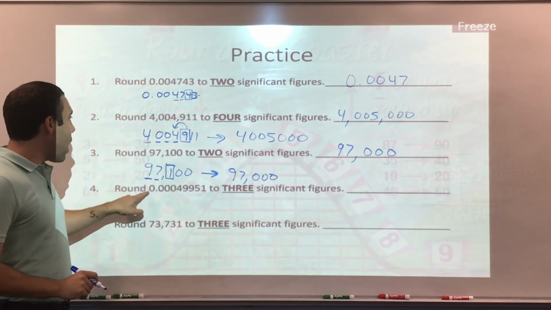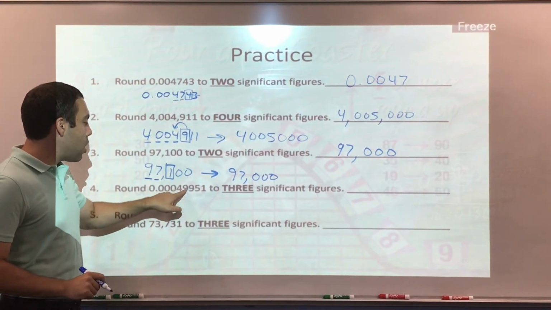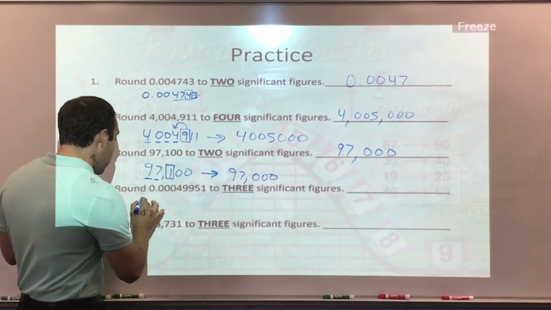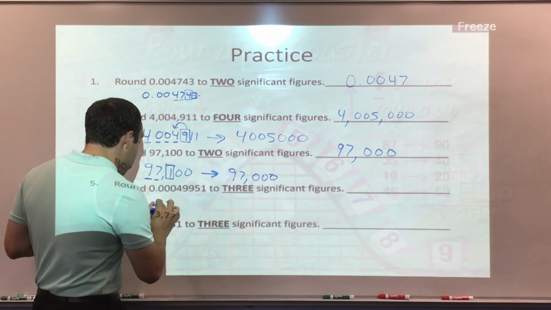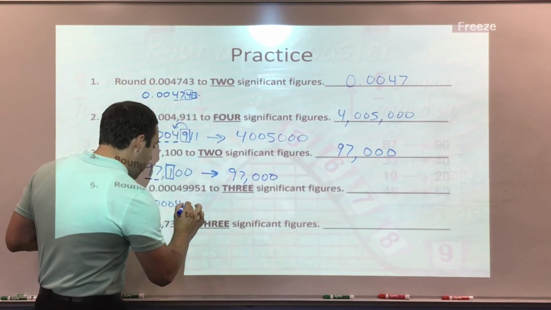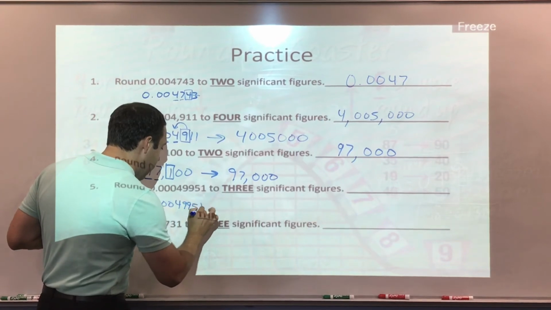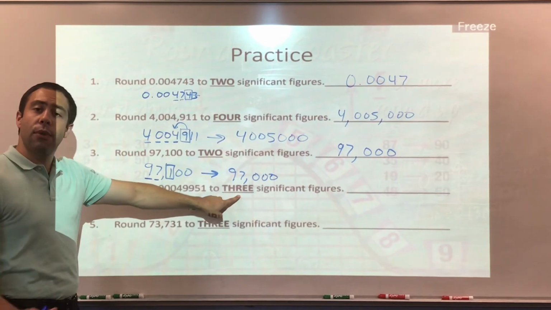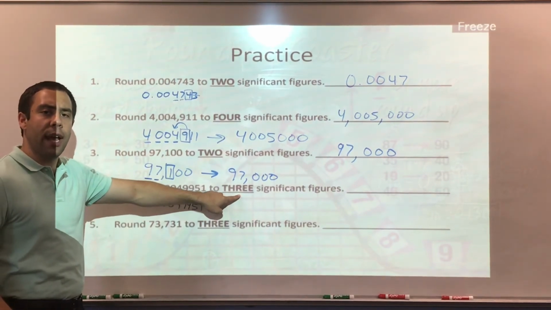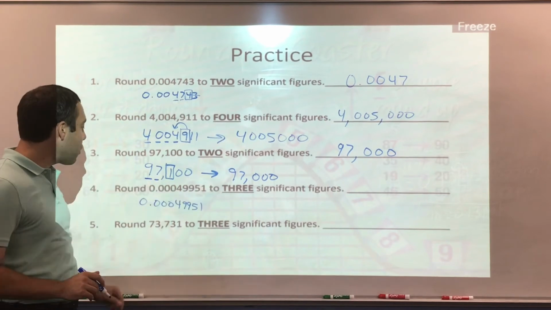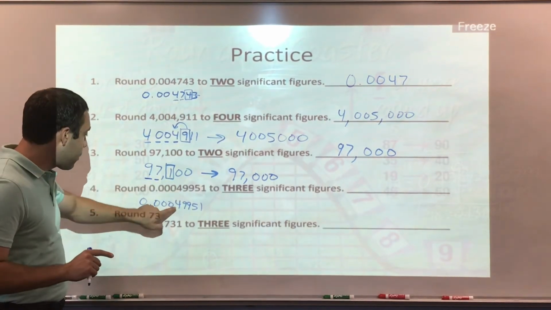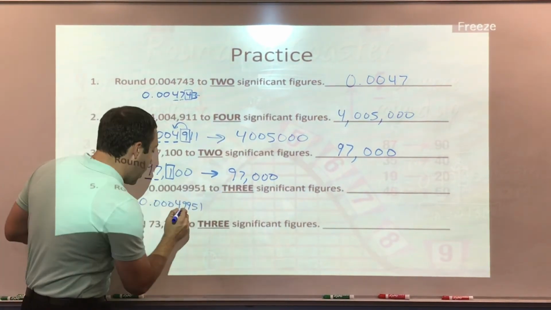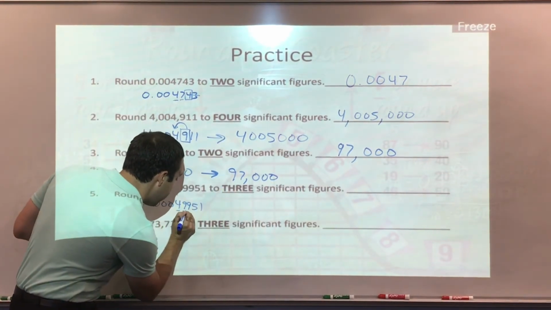Question 4, round 0.000499951 to 3 significant figures. Step 1, rewrite the number, make sure you have the appropriate number of zeros, 4, 9, 9, 5, 1. Step 2, determine that we need to round to 3 significant figures because that's what the question asks us. And step 3, go to the first significant figure, which is the 4, and start underlining. Once again, we need 3 underlines because we need to round to 3 significant figures. 1, 2, 3.